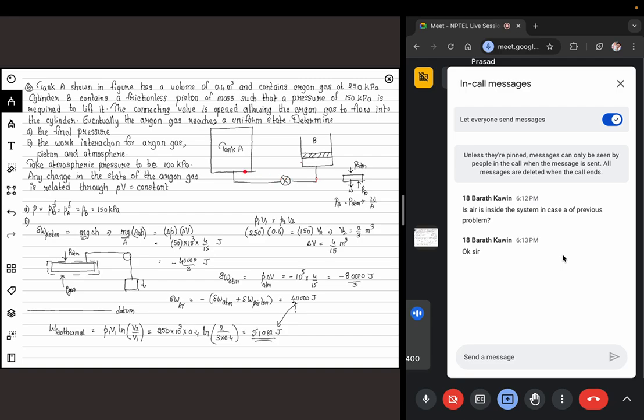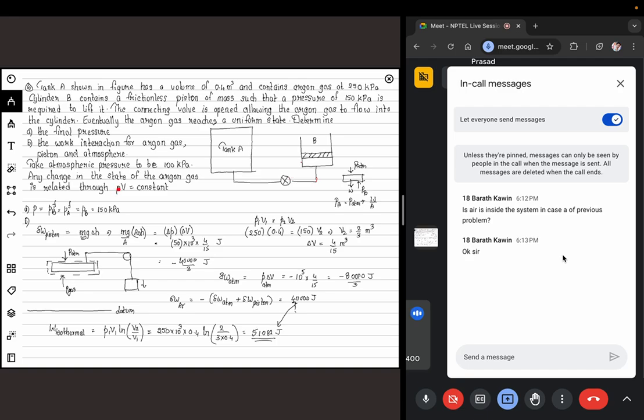Initially this is at 250 kilopascal and this is at 150 kilopascal. Now as the valve is opened, this 250 will actually become 200 and this will still be 150. So there is a discontinuity at the valve. There is a delta P across this valve, which means you cannot directly use this equation.